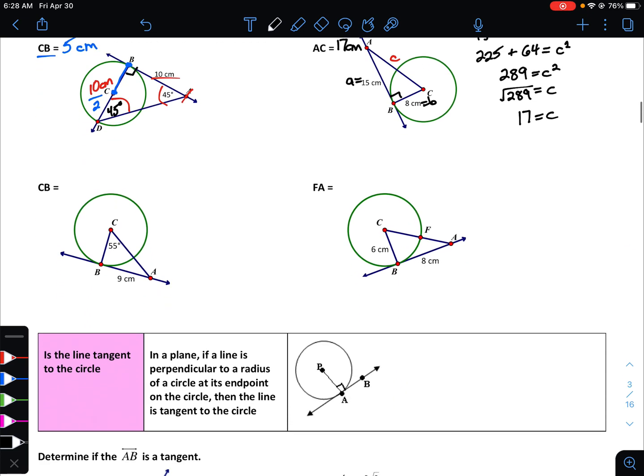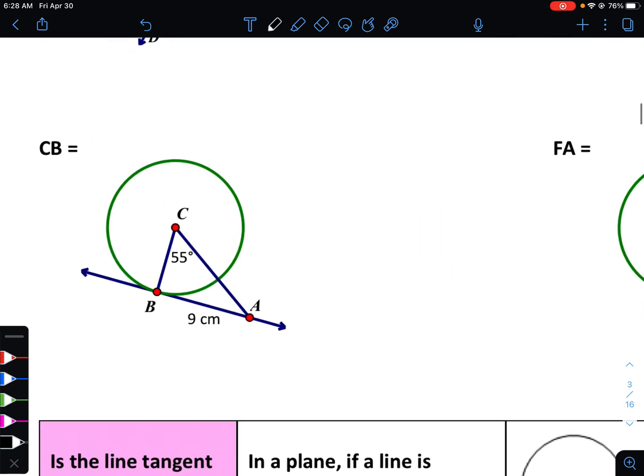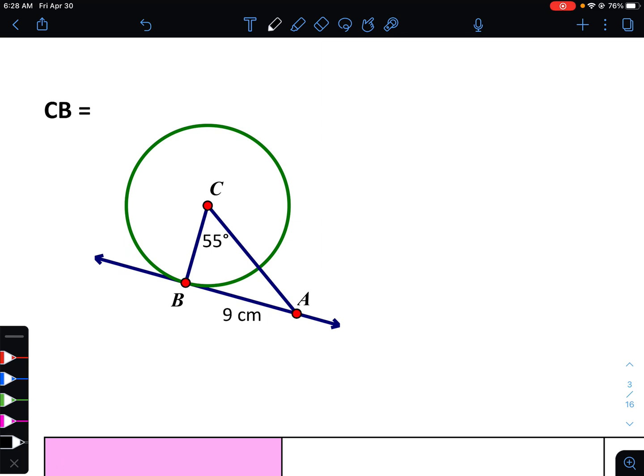Okay. For this next example, we want to find CB. So notice that once again, we've got our right triangle that would be formed between our radius and our tangent line. And this time we have an angle and a side. And so when that's the case, this is actually going to be a problem where we're probably going to want to use SOHCAHTOA.